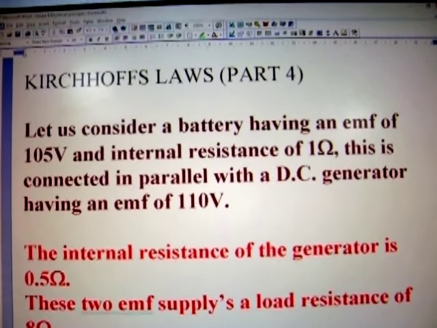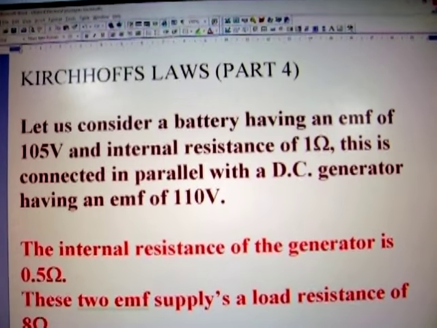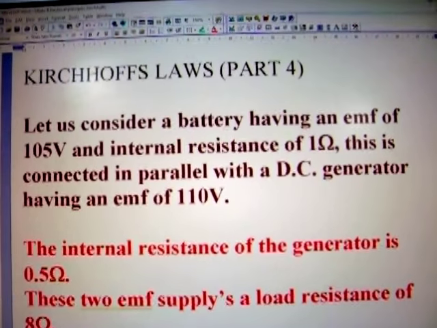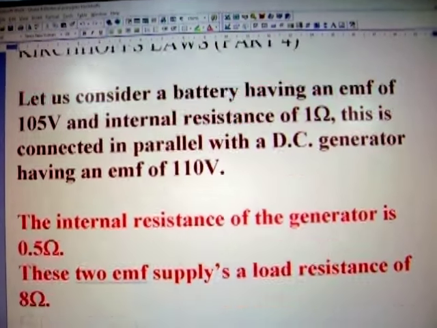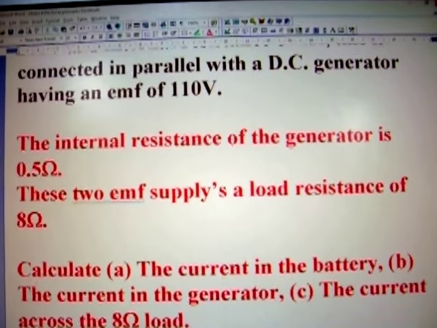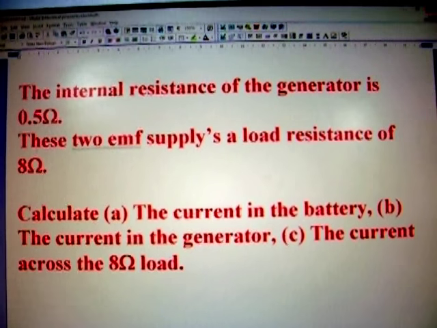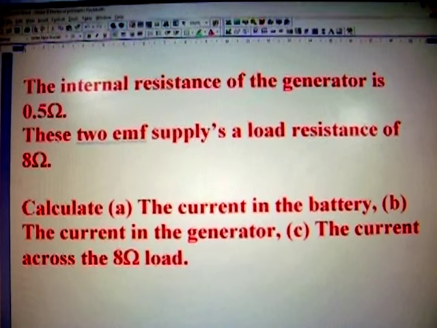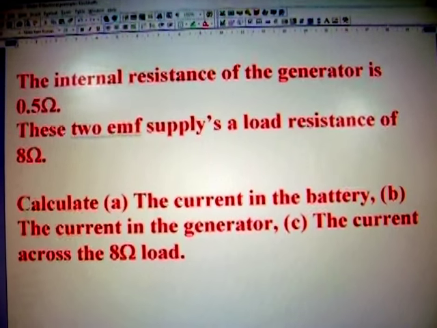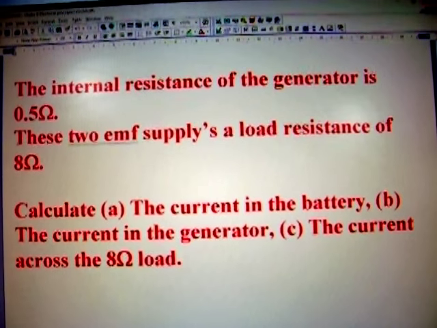Now here we have, let us consider a battery having an EMF of 105 volts and internal resistance of 1 ohm. This is connected in parallel with a DC generator having an EMF of 110 volts. Now again, you can follow this for yourself. You don't need me to read this through to you. So again, you need to write out the information. You cannot retain it in your head. It does not work. Write it out, draw the diagrams so you can see if you have made a mistake, and where that mistake has been made.